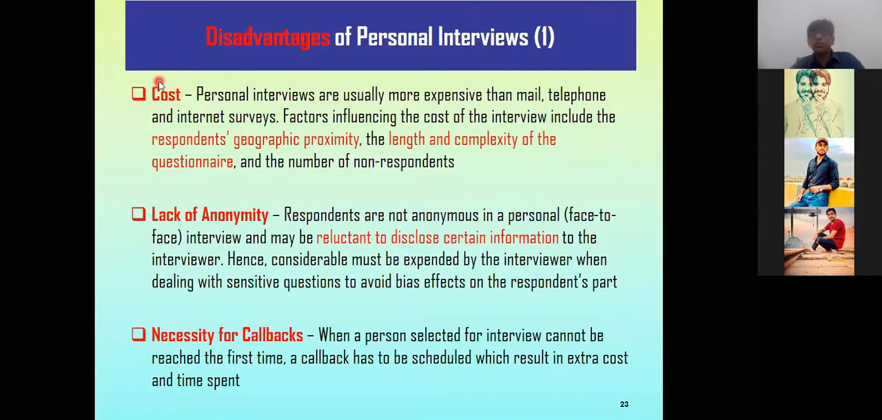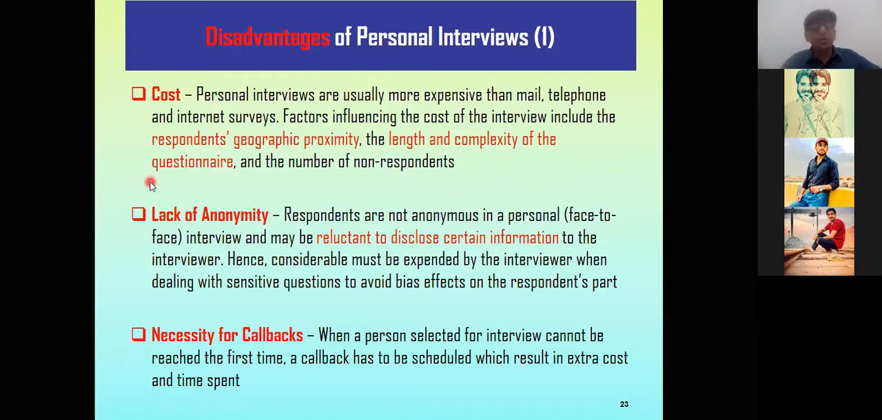Conducting interviews is costly, sometimes much costly. For example, respondent geographic proximity. The respondent may live in another city than you. For example, you are living in one city and your respondent is living in Karachi. So in order to take the interview, you may be required to go over there to conduct the interview.